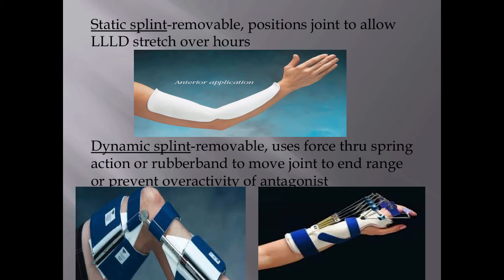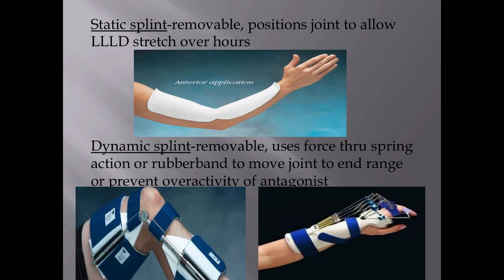So here's an example of a static splint. So this is just an aquaplast. So they're trying to regain elbow extension. So they may have them sleep in this. You can tape it, or you can wrap it with an ACE wrap type of application, and they're just going to wear this over a period of hours.